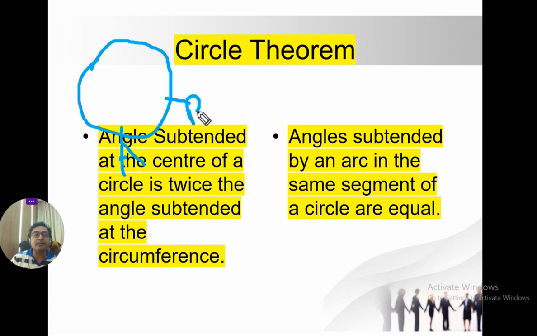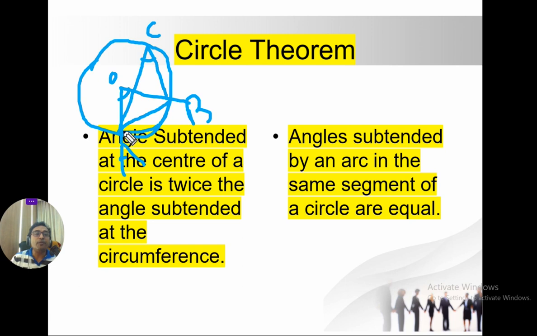ये AB को अगर सर्कल के सर्कमफरेंस के ऊपर लेके जाएंगे तो इसको आर्क बोला जाएगा. And if we draw a straight line between the two endpoints, then it is called a chord. Now this arc AB is subtending an angle at the center, and the same arc AB is subtending an angle on the alternate segment. So see, angle subtended at the center is double the angle subtended at the circumference. ये हो गया पहला part.